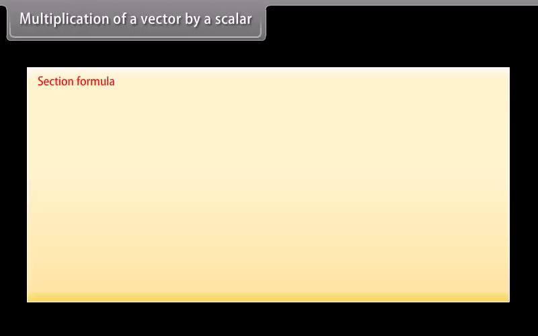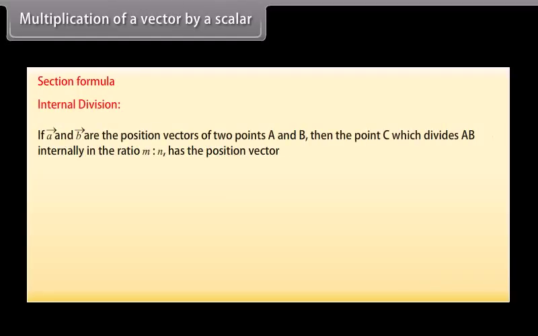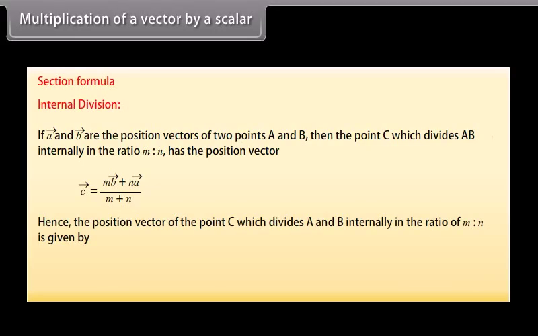Section formula. Internal division. If vector A and vector B are the position vectors of 2 points A and B, then the point C, which divides AB internally in the ratio m:n, has the position vector C equals (m into vector B plus n into vector A) by (m plus n). Hence, the position vector of the point C, which divides A and B internally in the ratio of m:n, is given by vector OC equals (m into vector B plus n into vector A) by (m plus n).